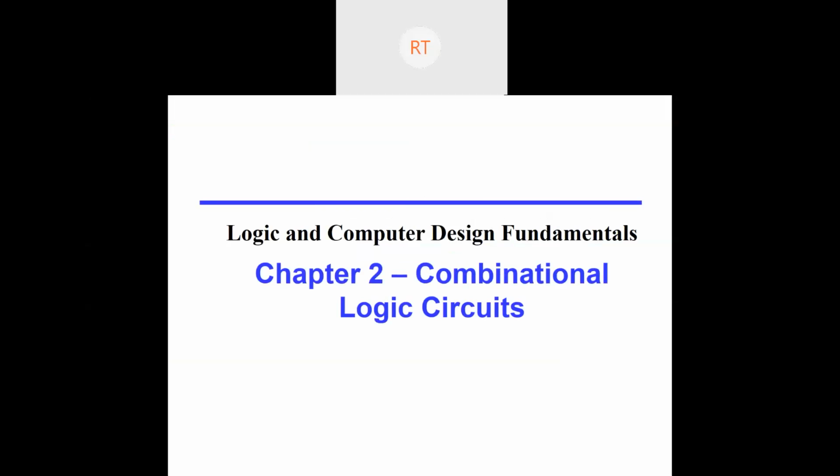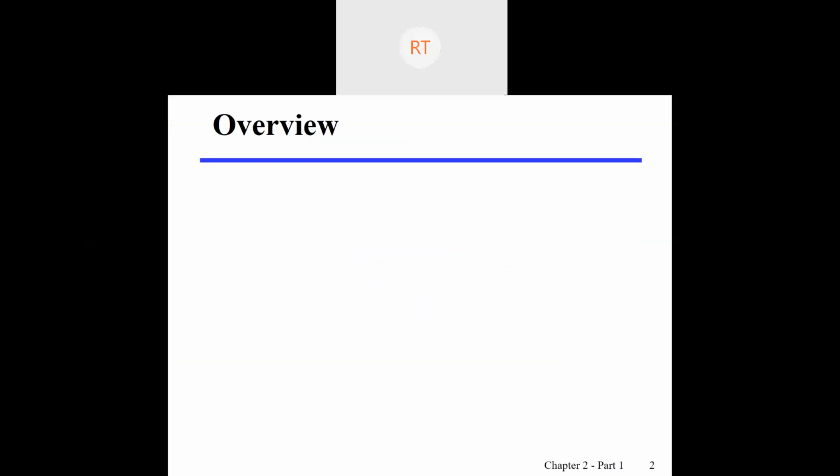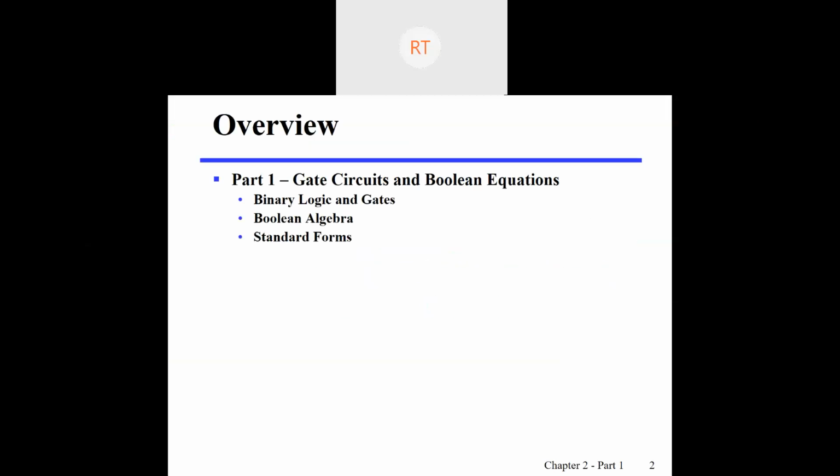Okay, chapter 2 is combinational logic circuits. We will start in chapter 2 to draw circuits. The overview of the chapter, we will explain what are gate circuits and what are Boolean equations. So what is a binary logic, what are gates, what is Boolean algebra, and what are the standard forms.